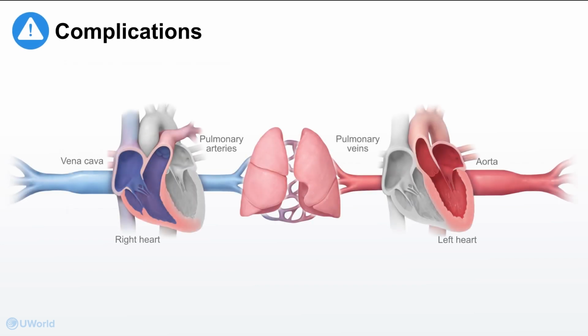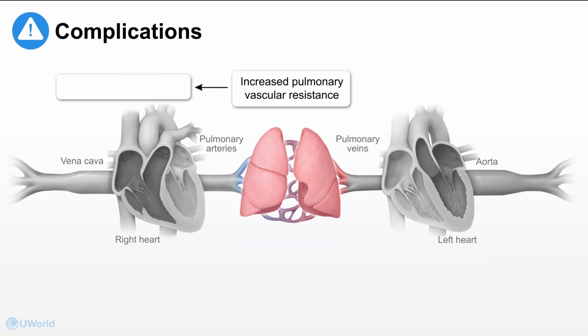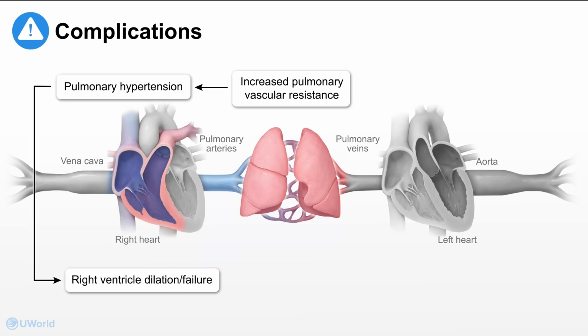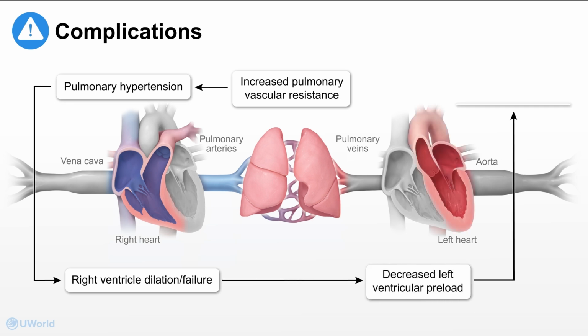Massive pulmonary embolism can also result in hemodynamic complications. Blockage of a significant portion of the pulmonary vascular bed leads to an increase in pulmonary vascular resistance, with subsequent pulmonary hypertension and increased right ventricular afterload. This can manifest with right ventricle dilation and, in severe cases, right ventricular failure. When the right ventricle is unable to maintain sufficient pressure to force enough blood through the obstructed pulmonary circulation, the decrease in left ventricular preload reduces cardiac output, causing hypotension and potential circulatory collapse.